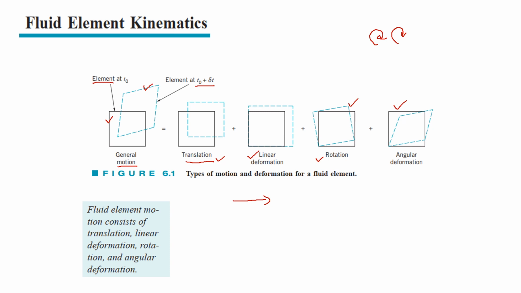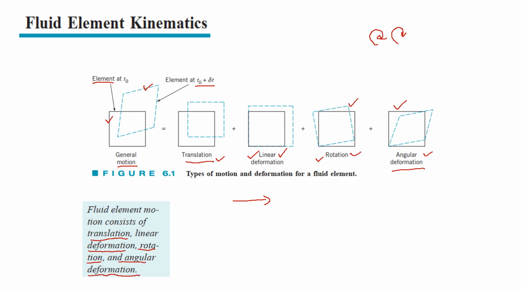So for our fluid element that is moving in a straight line, a linear deformation will occur, and for our fluid element that is rotating, an angular deformation will occur. To read out this statement: fluid element motion consists of translation, linear deformation, and rotation and angular deformation. So this is what we are going to do first.